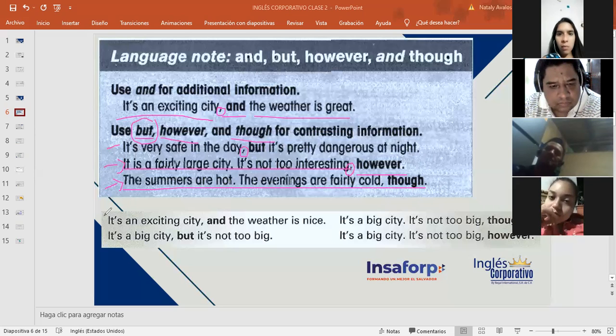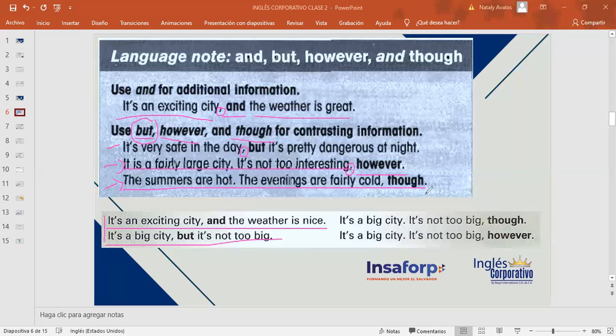And we have four more examples that I am going to read for you. It is an exciting city and the weather is nice, okay? I am including extra information in this case. It is a big city, but it's not too big, right? And here we have more examples. It's a big city, it's not too big though. Aunque no es tan grande, right? It is a big city, it's not too big, however, right? Though and however are very similar in meaning. So keep in mind, important, and and but go in the middle of the sentence.